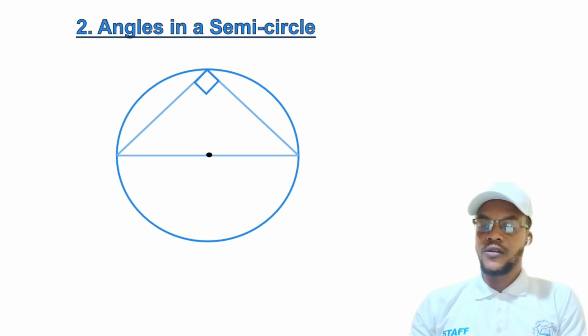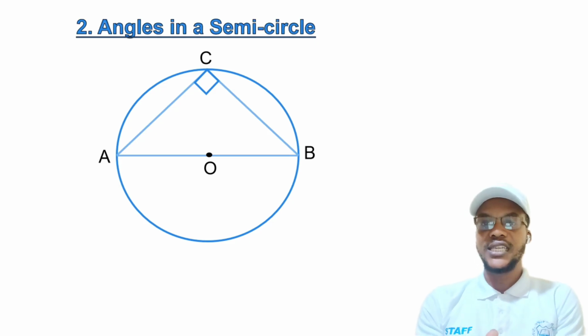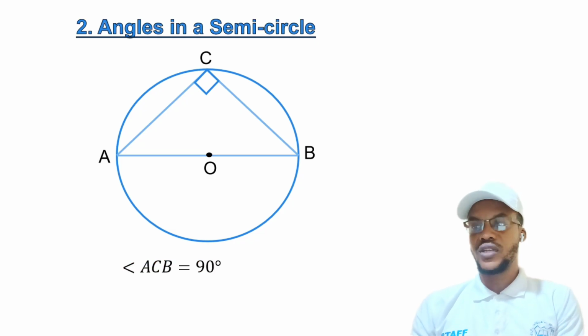Okay, so let's give them a labeling. Let's give the center as O and the rest as A, B, and C. Let's try and draw a different shape, because there are times that you get a different shape. You may not see it like this in the question. So we are saying that angle ACB is equal to 90 degrees.